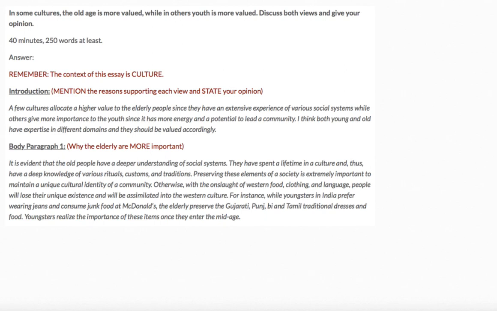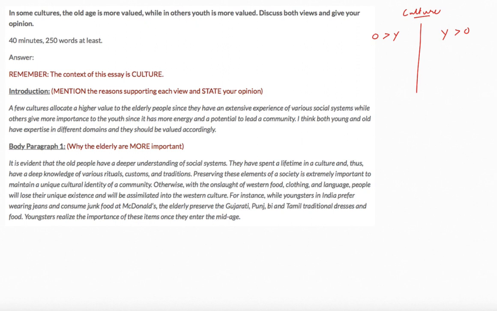Okay, so this is a recent IELTS question. In some cultures, old age is more valued, while in others, youth is more valued. Discuss both views and give your opinion. So we have two sides in this question. This is a cultural question. In some cultures, old people are more valued than youth, while in others, youth is more valued than old people.